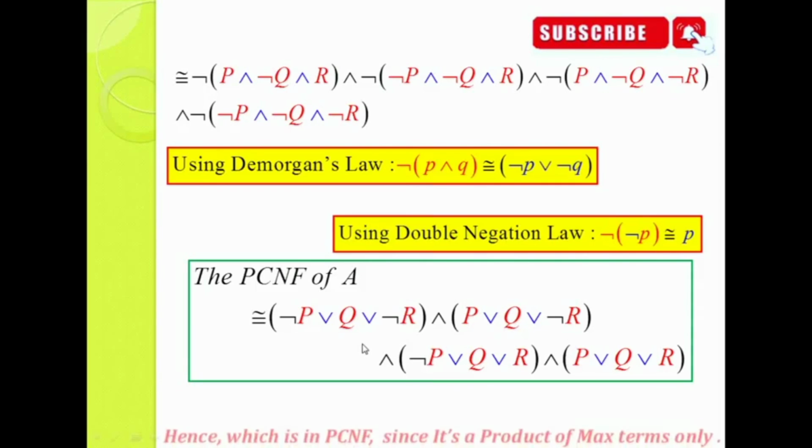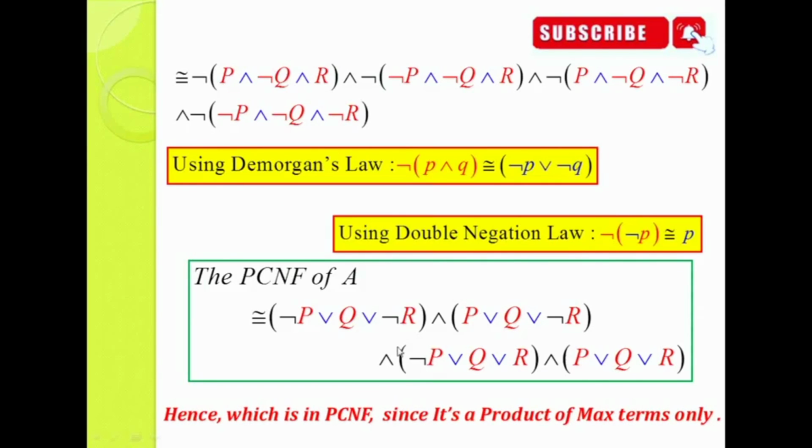Therefore, this is the PCNF of given expression, because this expression is called product of max terms only. And each term contains three variables, all three variables are different, and the negations of P, Q, R are included. We should not get any same variables.